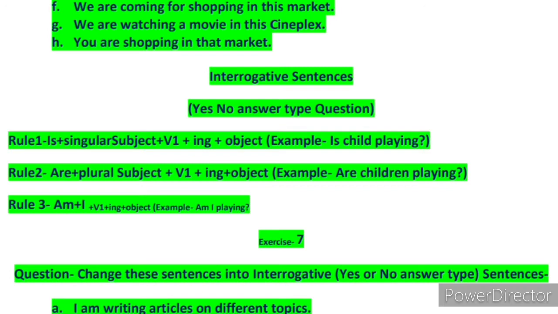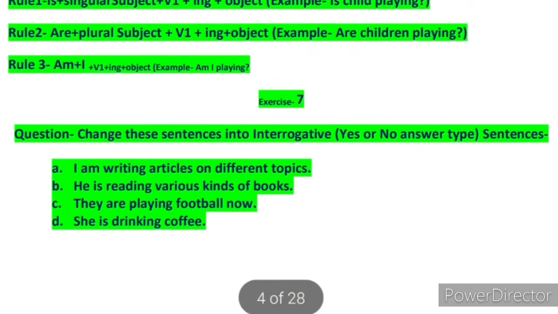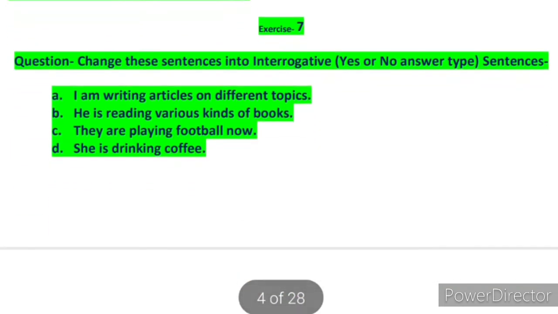For example, is a child playing. Second, are plus plural subject plus v1 plus ing plus object. For example, are children playing. Third rule, am plus I plus v1 plus ing plus object. For example, am I playing. So this is the rule, and some exercises are here.